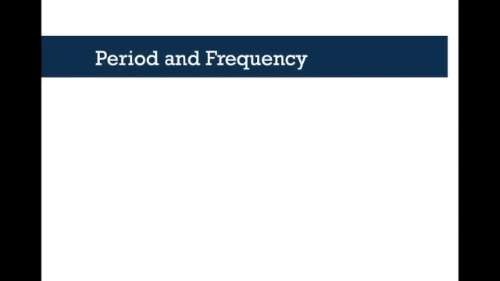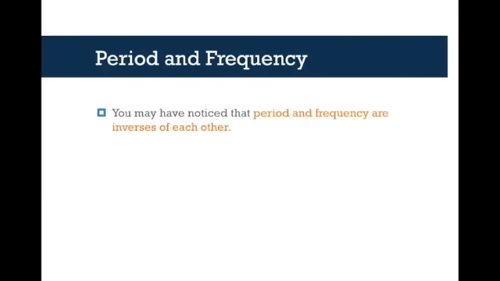So let's take a look at this relationship between period and frequency. You might have noticed that they're inverses of each other. In that first example, we had a pendulum that had a period of 4 seconds and a frequency of 1/4 hertz. In that second example, we had a pendulum that had a period of 0.75 seconds, or 3/4 seconds, and its frequency was 4/3 hertz. So those two things are inverses of each other.